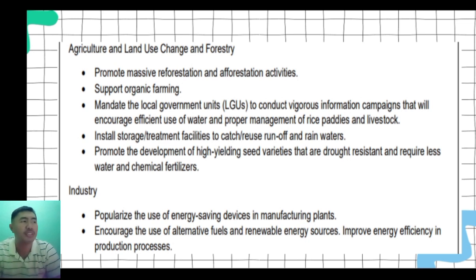So promote massive reforestation and afforestation activities. Knowing that today many people are cutting trees to use for making paper or for houses. So promoting massive reforestation is very important. Planting trees. So that's the best thing to do, planting trees.